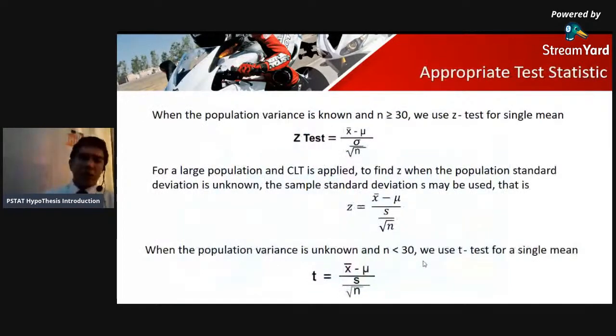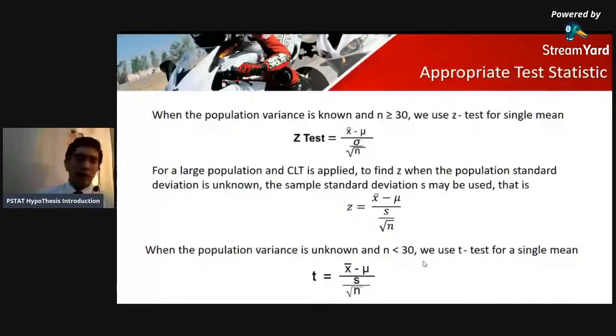So here are the three formulas or tests when you are testing a hypothesis. These are just examples because we are dealing with a single mean or single variance. As we go on with the topic, I will be discussing some other statistical tools. So first, when the population variance is known, meaning there is a population variance or standard deviation given in the problem.